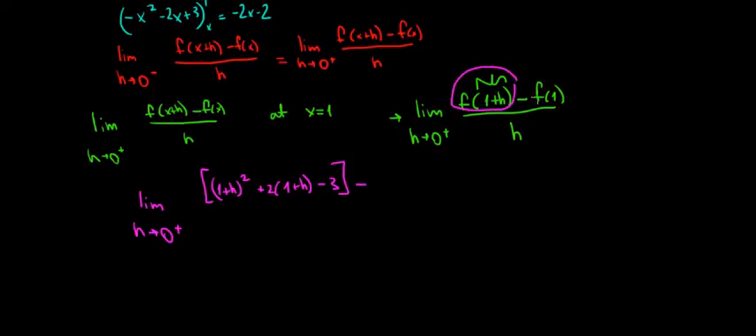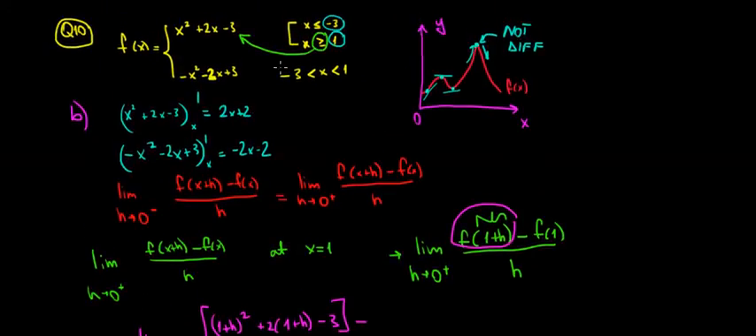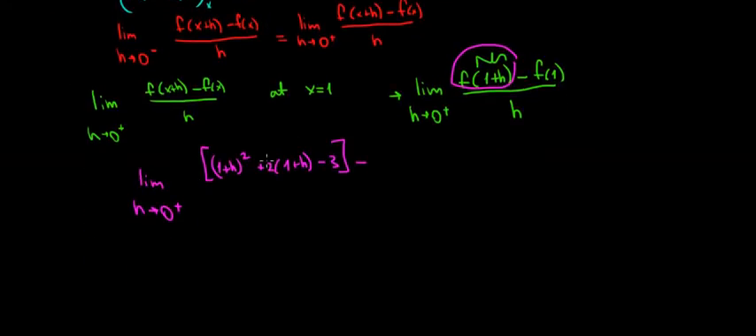Minus, what is f of 1? Well, let's see, when can we substitute 1 into our function? Also in this range, and we put in 1 into our function, it would be 1 squared plus 2 times 1 minus 3, that's just 0. So we go down and we write minus 0 divided by h.